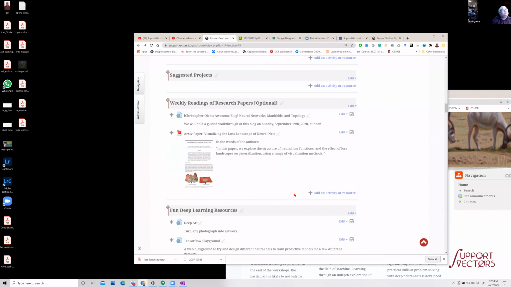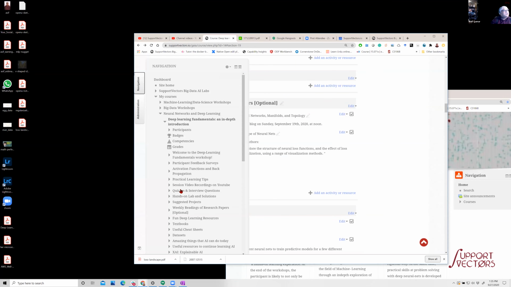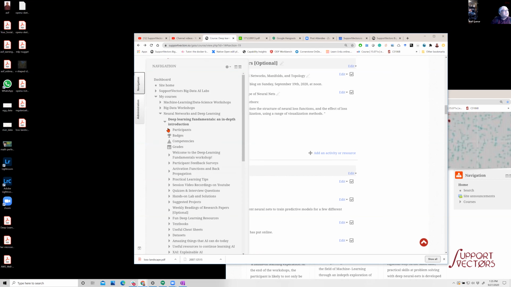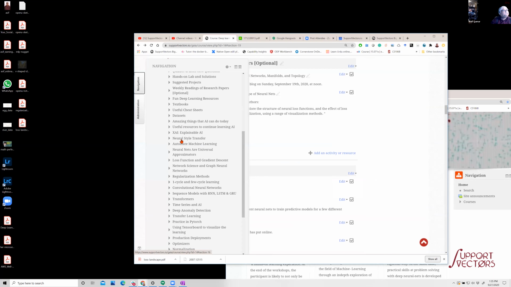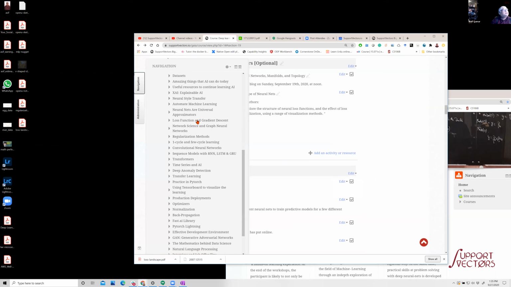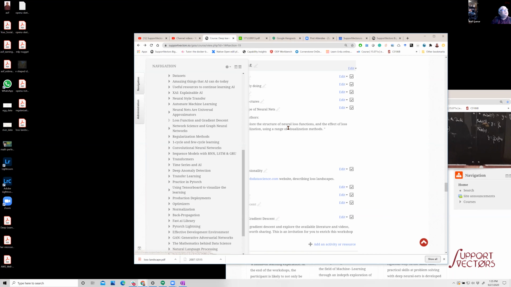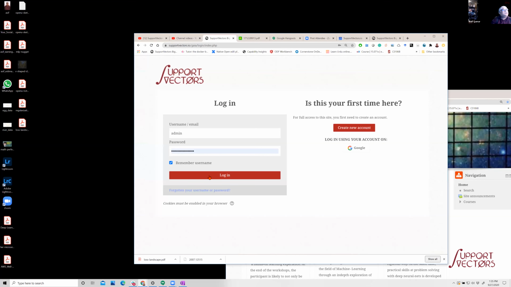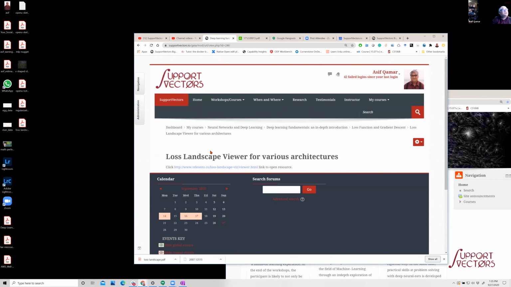If you go into this navigation, you will see that we have this loss function, loss and gradient descent. So do go there, guys, and when you go there, you will notice that I have put a website and GitHub visualization, the loss function viewer for various architectures. Yeah, this is the one that I want to do. Oh, thank goodness. And here we go. We are here. Let's go to this link.